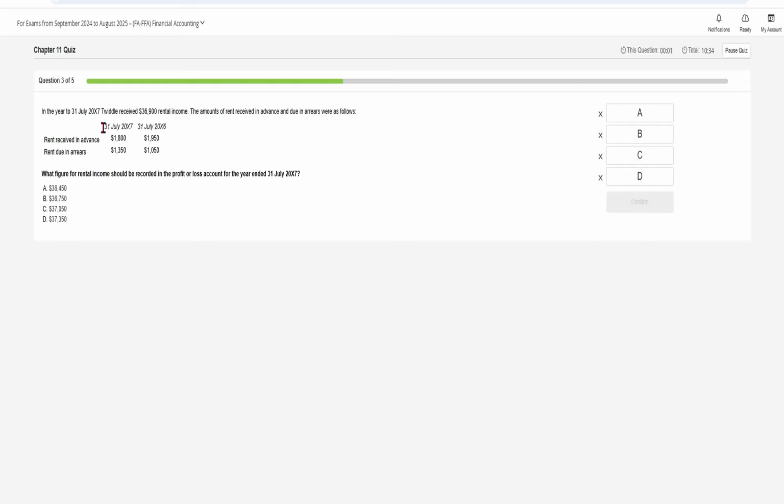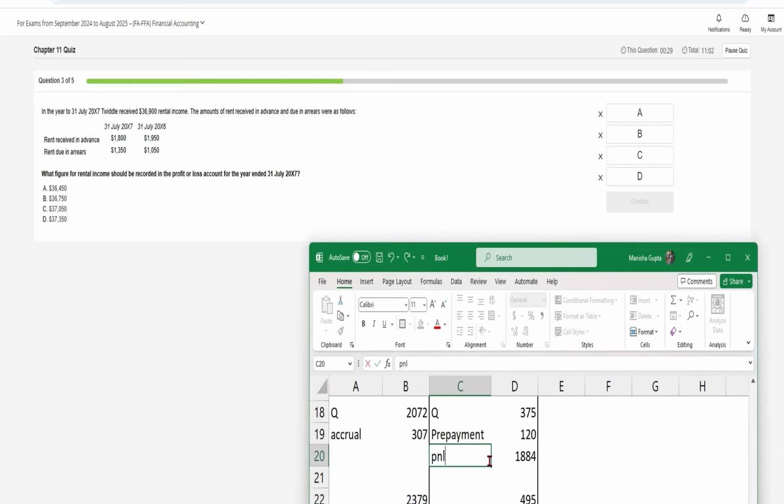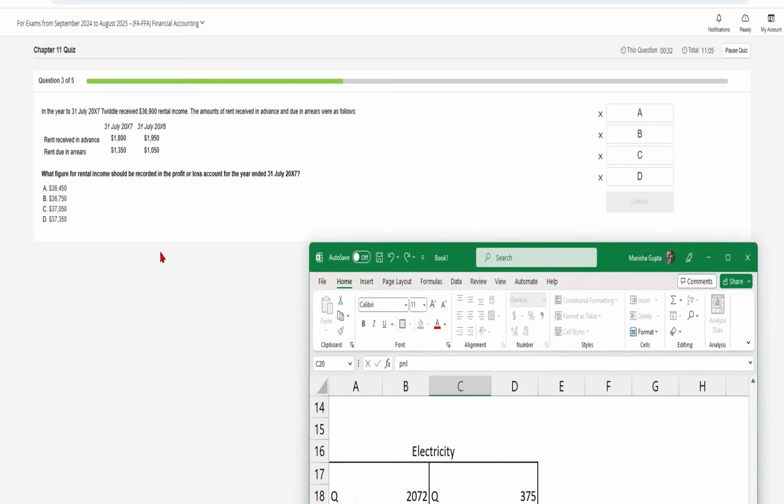The next question is, in the year ended 31st July 2007, Tweedle received 36,900 rental income. The amounts of rent received in advance and due in arrears were as follows. So what figure for rental income should be recorded in the profit and loss account for the year ended 31st July 2007? So we will again open Excel and solve this together. So now here are two things. One is your advance income, that you need to defer, and the other is your rent due in arrears.